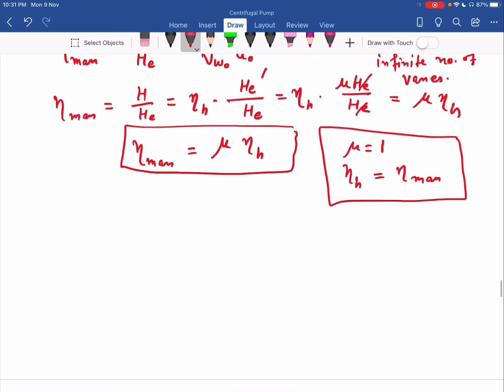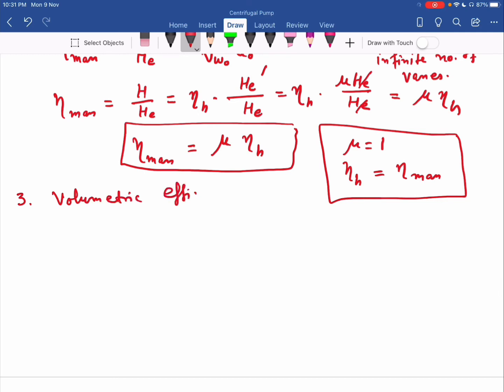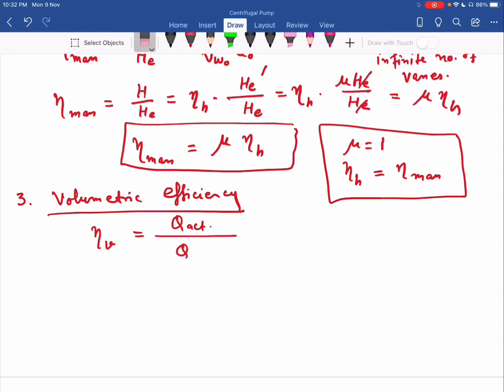The next is the volumetric efficiency. The volumetric efficiency takes into account the leakage loss. There is always a tendency on the part of water to slip back or leak back through the clearance between the impeller and the casing. There can also be some leakage loss from the seals. All these leakage losses we call the volumetric losses. So my volumetric efficiency eta V is equal to the ratio of actual discharge to the total discharge. So I can write Q divided by Q plus delta Q. Q plus delta Q is the total discharge.